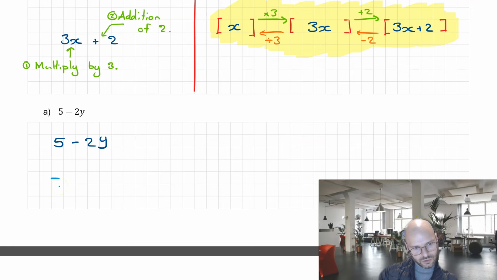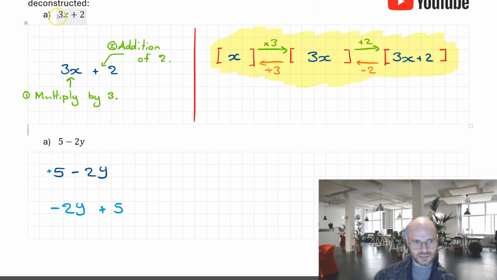And we're going to change it to minus 2y plus 5. Because remember, there's a plus in front of this 5 here, we just don't have to show it. And the order in which we arrange our terms doesn't matter. So now all of a sudden, this expression here looks similar to this expression here.